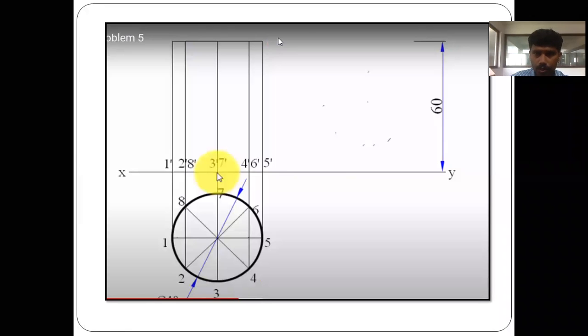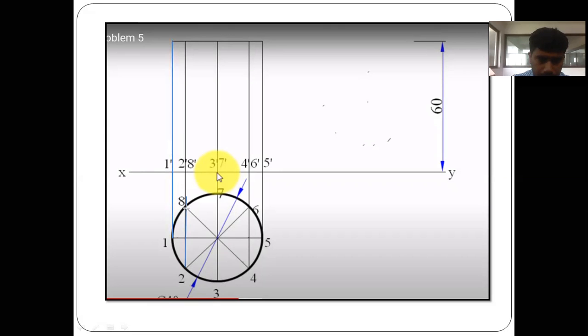So the very first thing you have to do is draw the XY line, and draw a circle of 40 mm diameter. Divide this circle equally into 8 parts. 360 divided by 8 gives you 45 degrees. Divide the entire circle into 8 parts, and next you have to project these parts.